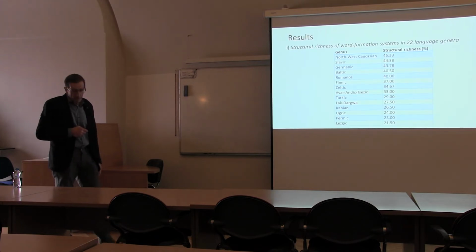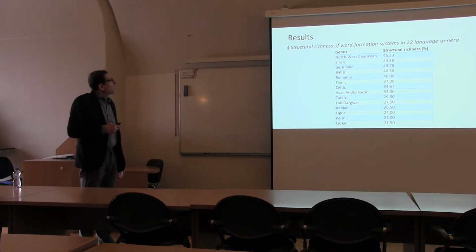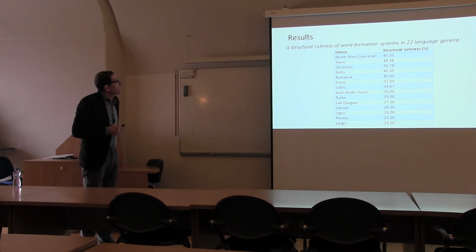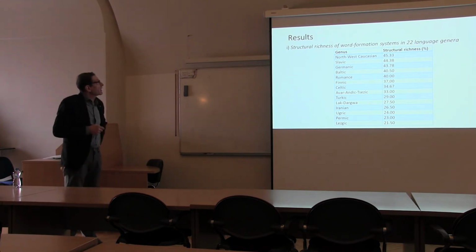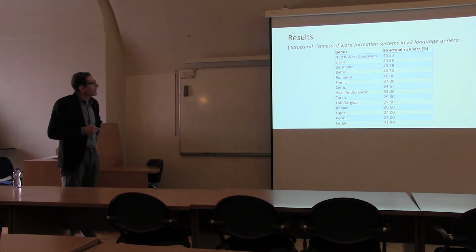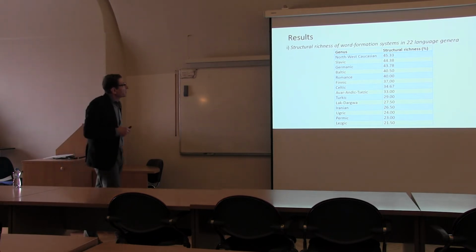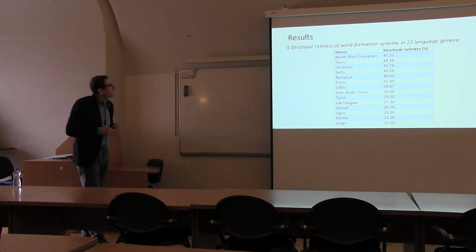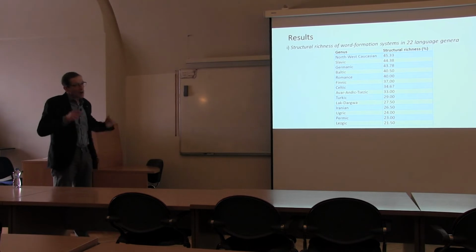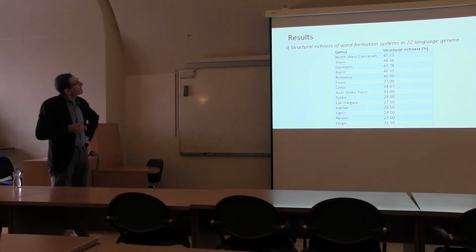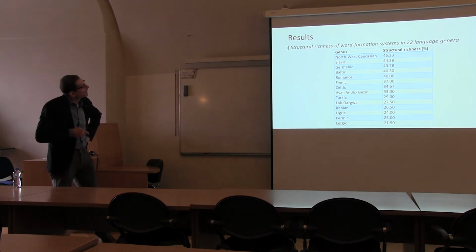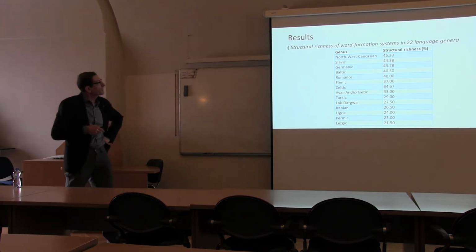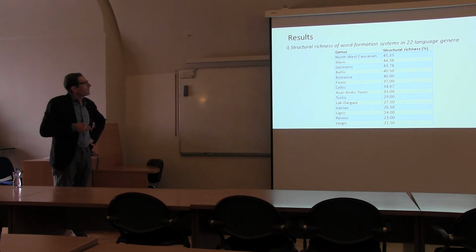Now, a few results. The first table indicates the structural richness of word formation systems in 22 language genera. As you can see, it is an average. As you can see, the high structural richness in our research sample can be identified for Northwest Caucasian, and next Slavic.